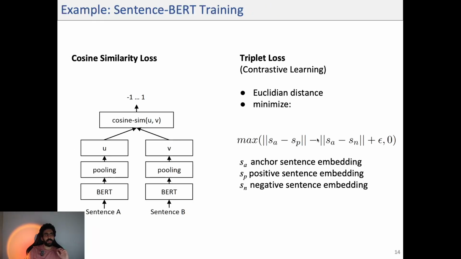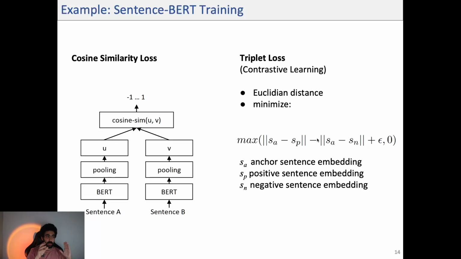Let's now look at how SentenceBERT, or SBERT, is trained to produce high-quality sentence embeddings. On the left side, we see the cosine similarity loss setup. It works like this. We take 2 sentences, A and B, and feed each to a BERT model. Each BERT model gives us token-level embeddings, which we then combine using pooling to get one sentence vector. Let's call them U and V. Then we compute the cosine similarity between those 2 sentence vectors. The goal is to make those similarities high if 2 sentences are similar and low if they are not.